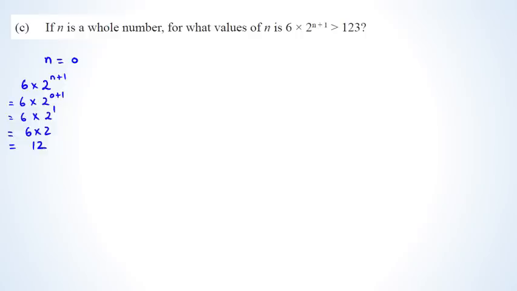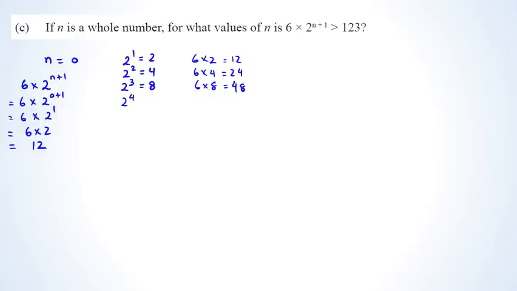Obviously, I'm looking for something that's bigger than 123. So I want to have at least 6 times 20. Now, if I look at my powers, 2 to the power of 1 is 2, 2 to the power of 2 is 4, 2 to the power of 3 is 8. The reason I'm doing this is, if I do 6 times 2, that's 12. 6 times 4 is 24. 6 times 8 is 48.